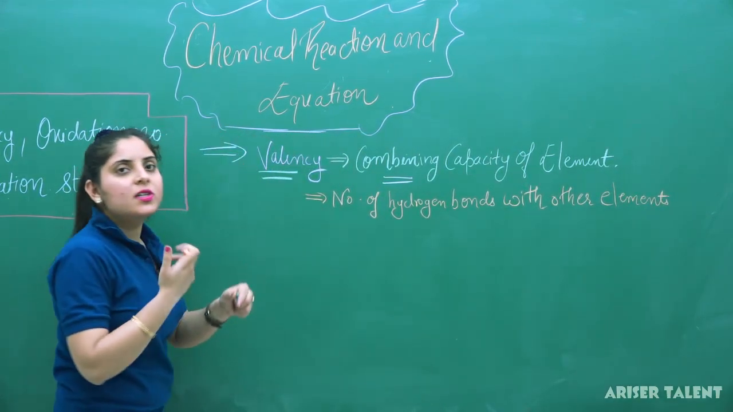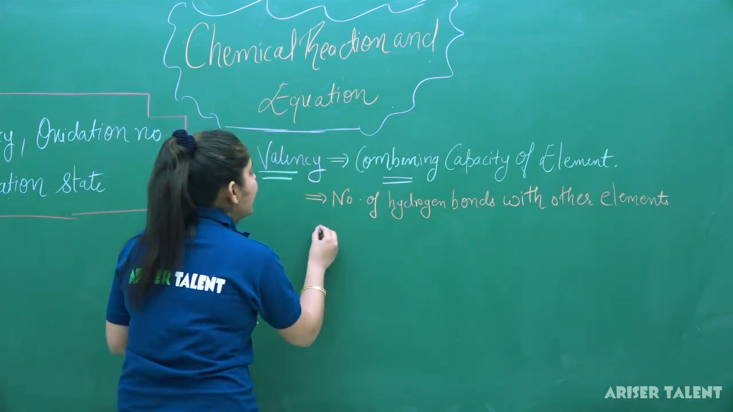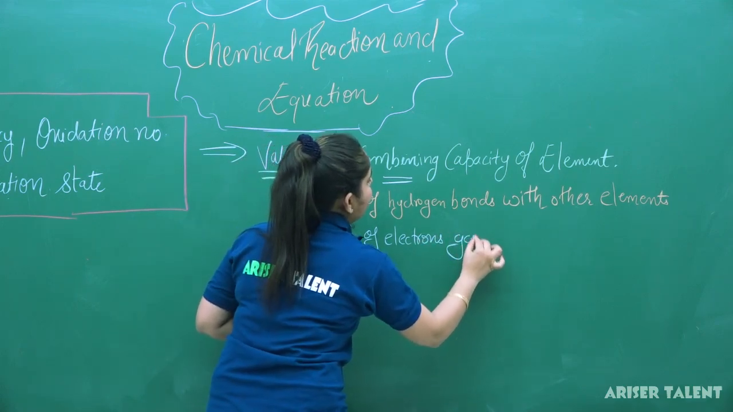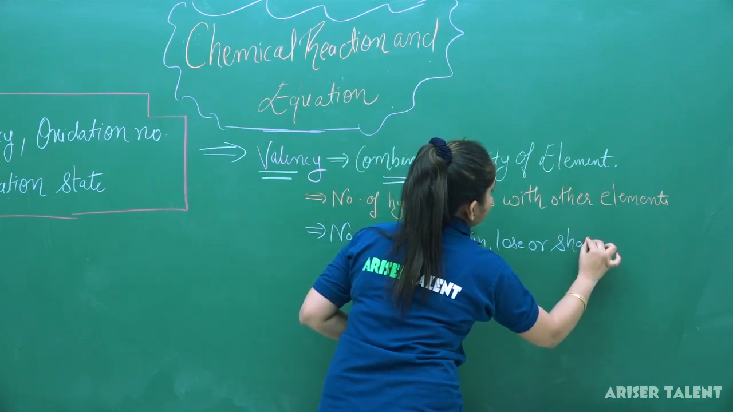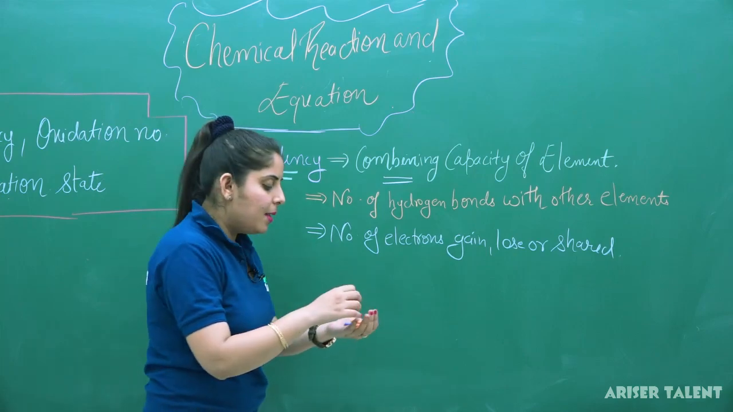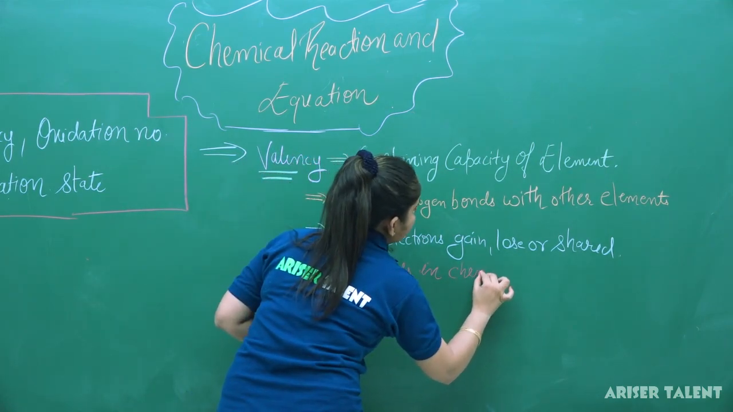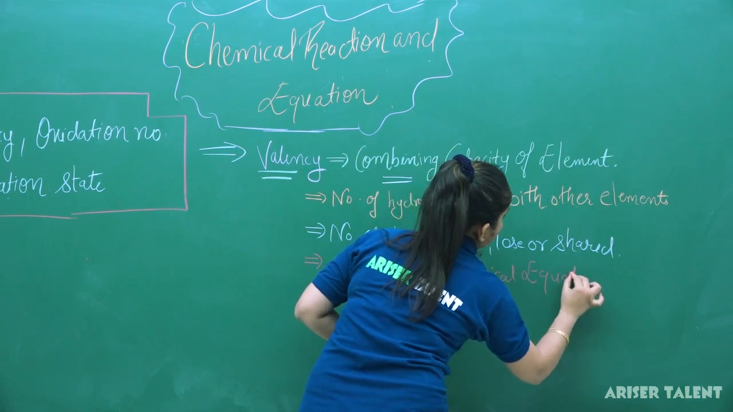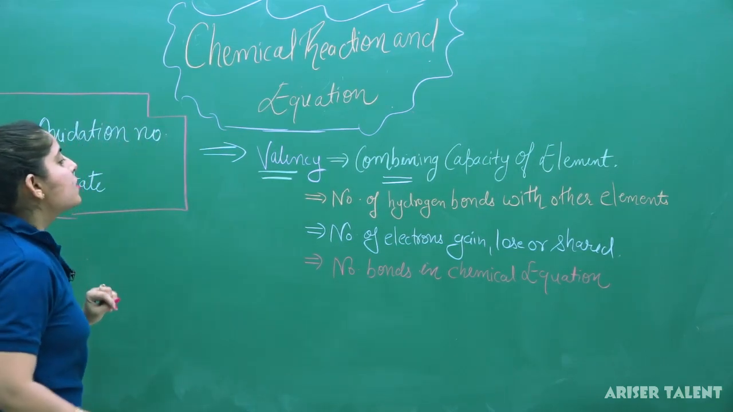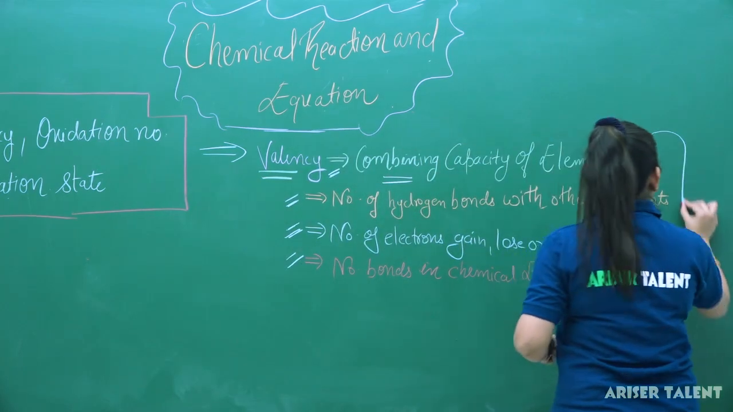Now, what does valency more signify? It tells us how many electrons are shared, removed or gained in an atom. So, it will tell us the number of electrons gained, lost or shared. Fourthly, it will tell us the number of atoms or the number of bonds formed in a particular type of element. So, it will tell us the number of bonds in a chemical equation. These are the four basic characteristics of valency which differentiate it from the term oxidation number. This is all about valency.